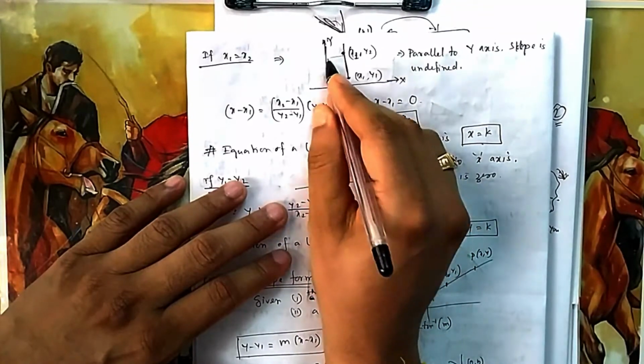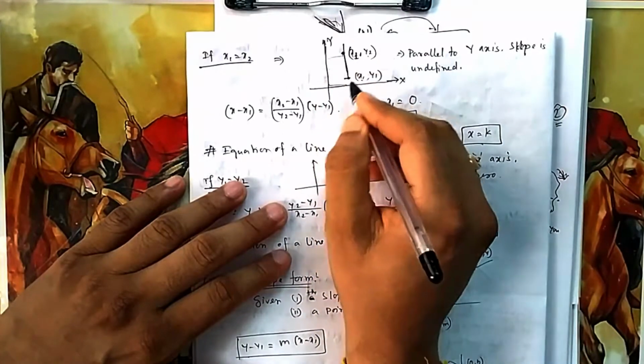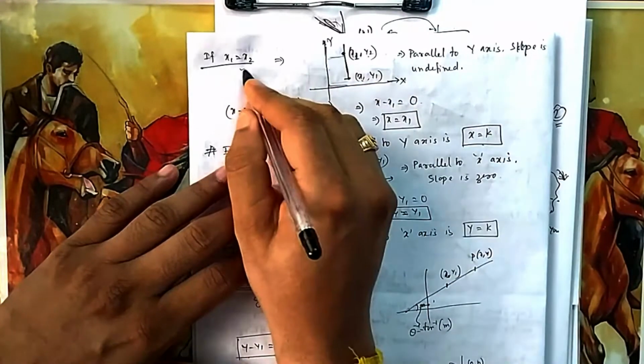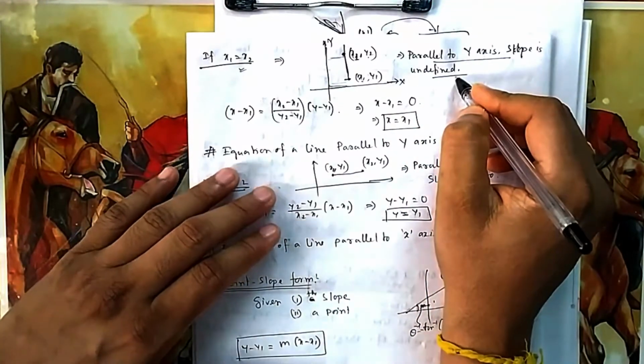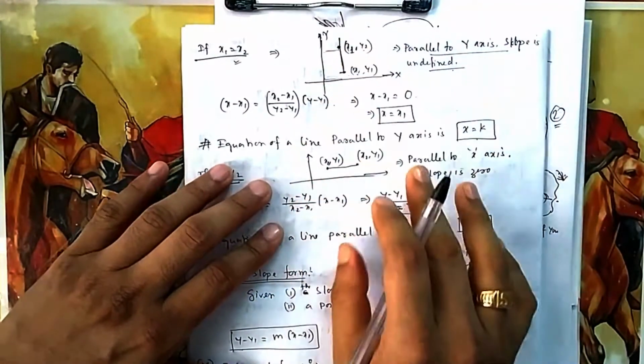You are moving 2 units here, it is 2, 3, it is 2, 4. So the x coordinate remains the same. So it is x1 equal to x2, that means parallel to the y-axis. What will be the slope? Its slope will be undefined, because you see this slope is undefined.